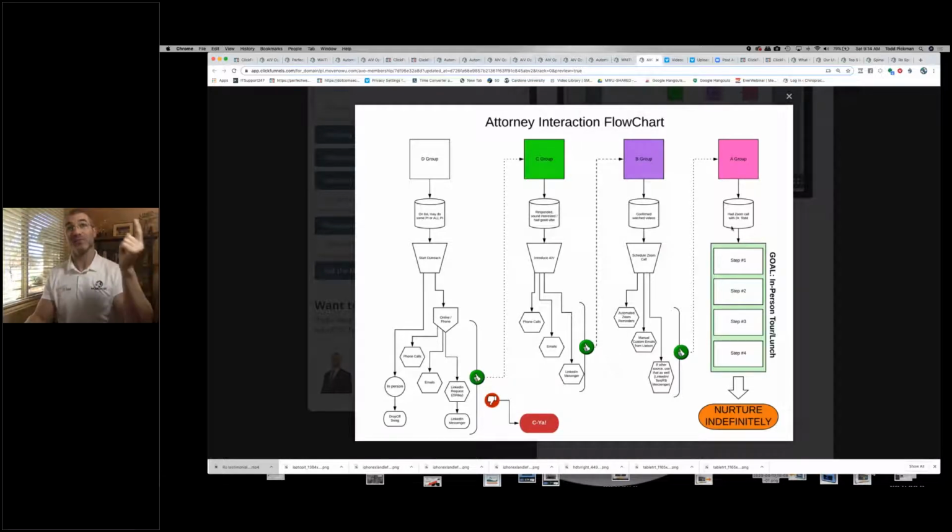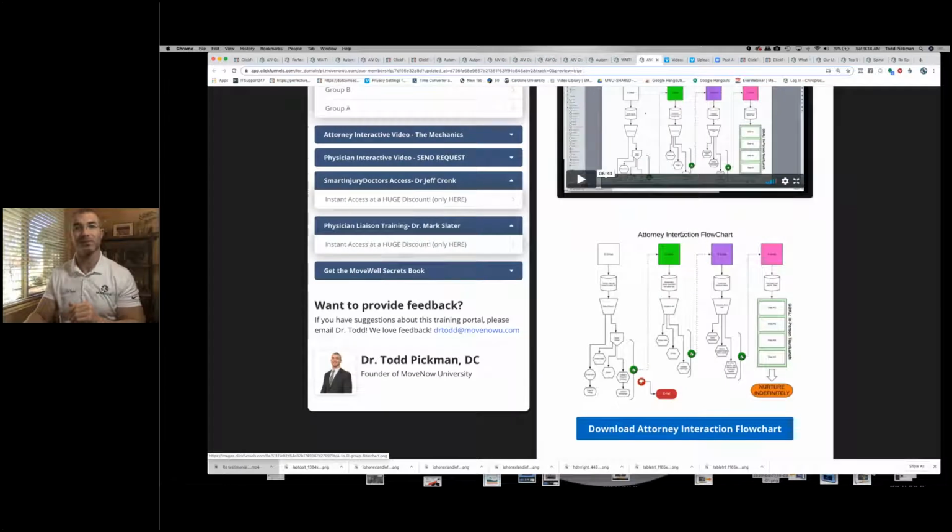Then what happens is we move them into group A, and the goal is to get as many people in group A as possible, and then go through these steps to nurture and meet them in person. You nurture that indefinitely, you do it through an automated process, and you track it along the way. So group D, C, B, A. Hopefully I did a clear enough job explaining that.